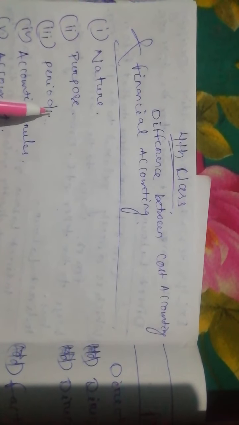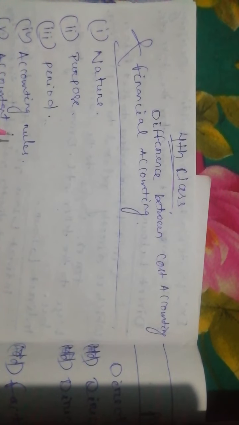The next point is period. In financial accounting, one financial year runs from 1st April to 31st March of the next succeeding year. But in cost accounting, no such financial year or accounting year is expected, because whenever there will be production, that period will be counted, otherwise that period will be baseless.